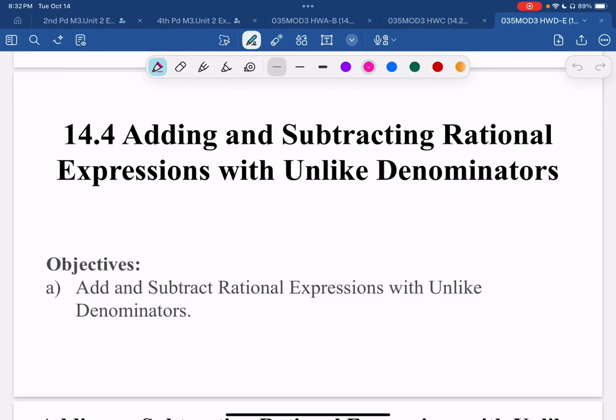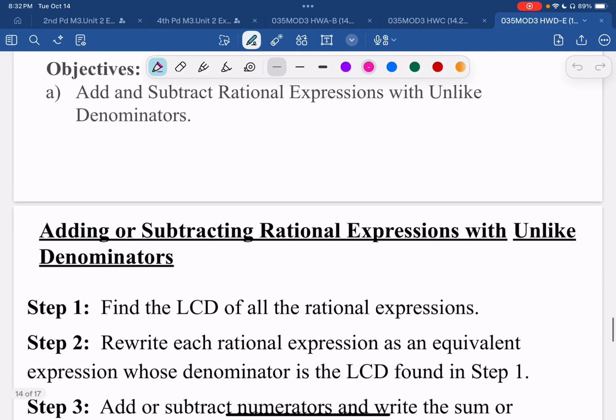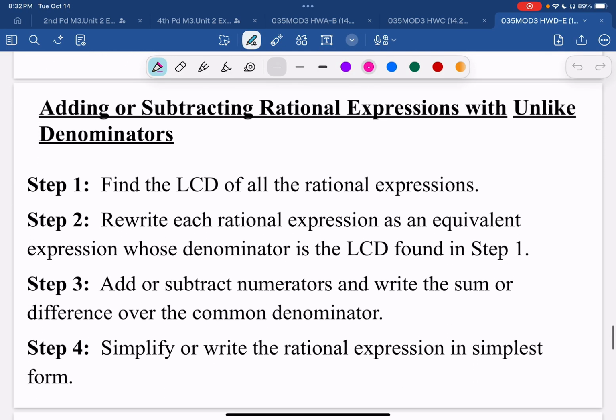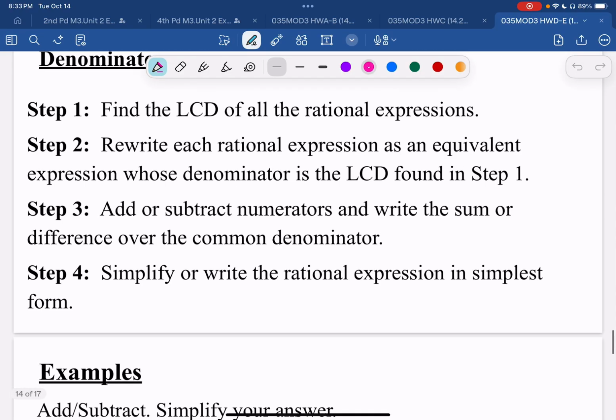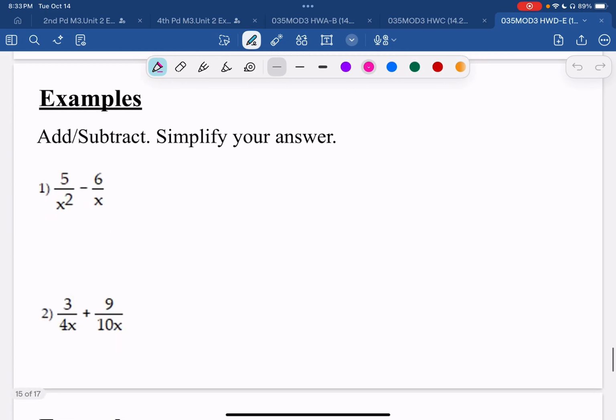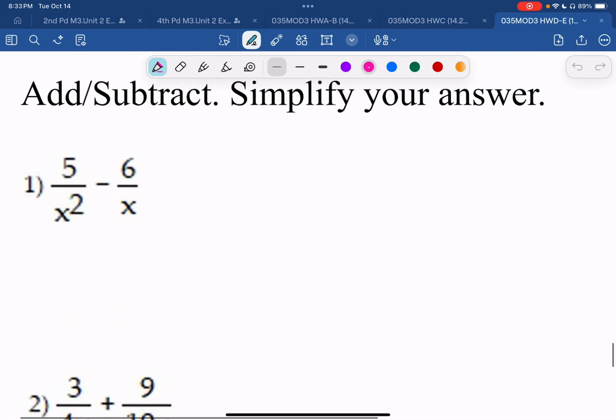So in this video, we're going to look at adding and subtracting rational expressions with unlike denominators. So the first thing you're going to want to do is find the LCD of all of your rational expressions. And then we're going to rewrite each of those expressions using that LCD. And then we can add and subtract our numerators, write that sum or difference over the common denominator, and then simplify as needed.